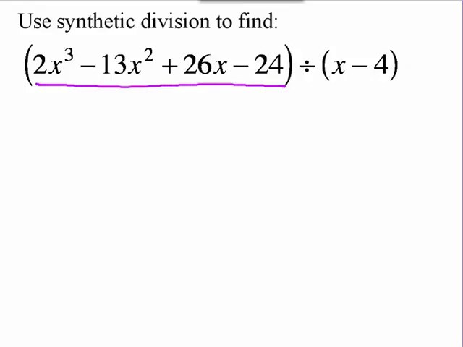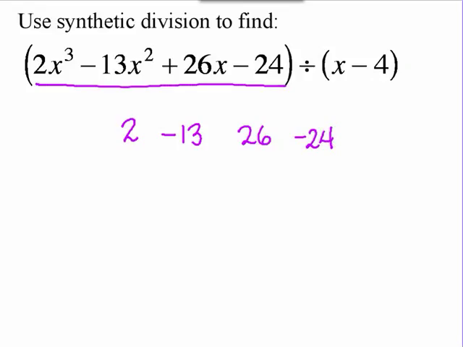So now what you're going to do is take the coefficients of each of those terms and write them down. I'm going to leave a little space here on the left, and then I'm going to put 2, negative 13, 26, negative 24. Once again, you need to have one more number than the highest power. So if your highest power is 3, I need to have 4 numbers. I do. I'm good to go.